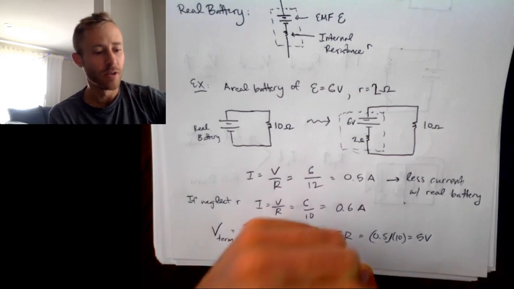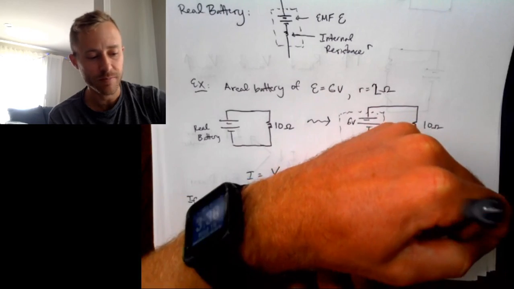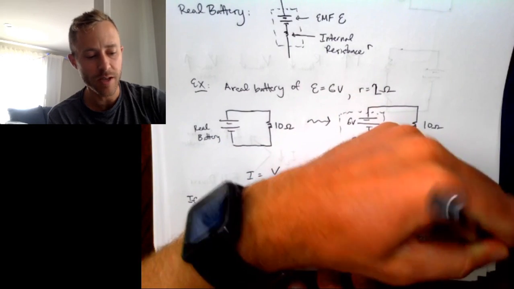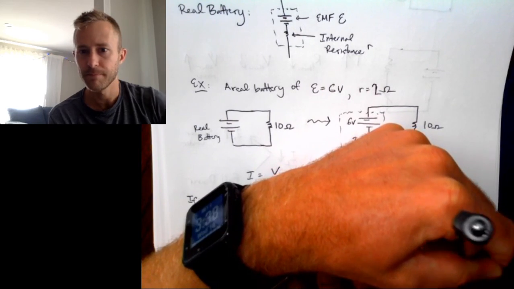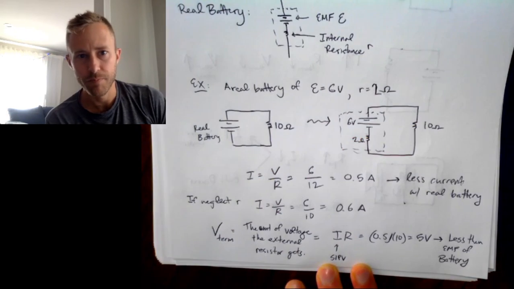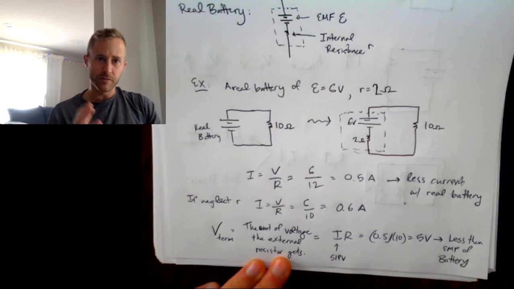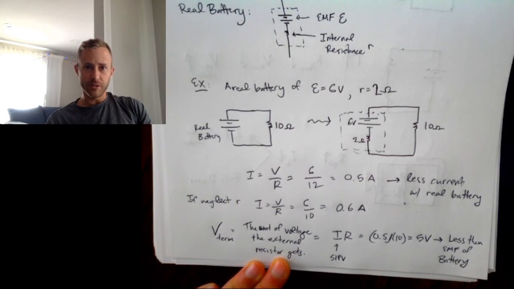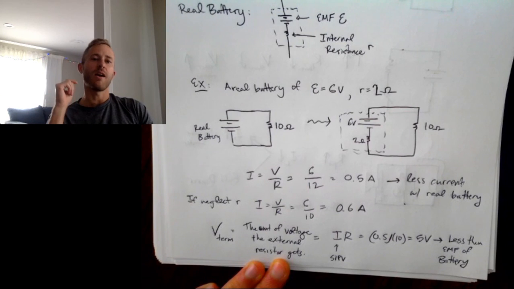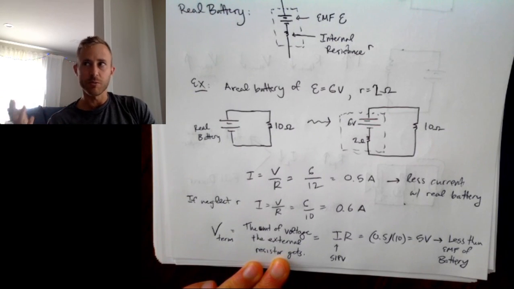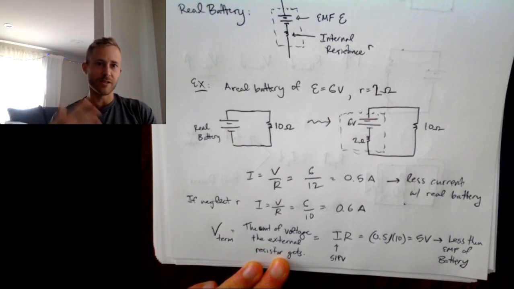Okay? Notice that this is less than the EMF of the battery. Okay? So the general lesson here is when you have a real battery, a real battery will output less current than you expect, and it will have less of a voltage than you expect. It'll give less of a voltage than you expect, okay? So real batteries are not as good as ideal batteries.